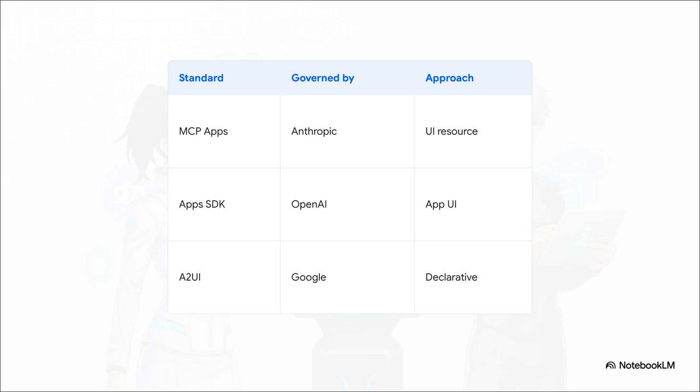The real answer to which one is best entirely depends on who you are building for. Are you building a vendor-neutral tool? Are you trying to reach ChatGPT users? Or do you need consistent mobile and desktop rendering?